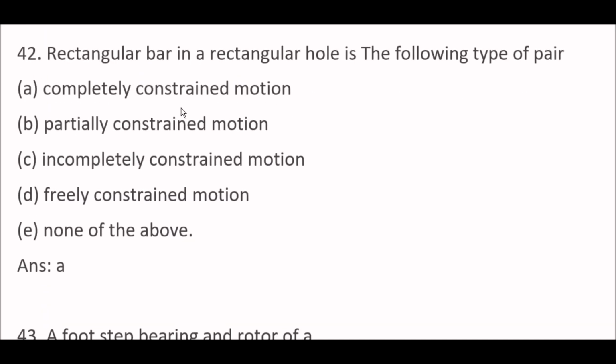Okay. Next question. Rectangular bar in a rectangular hole is the following type of pair. Option A completely constrained motion. Option B partially constrained motion. Option C incompletely constrained motion. Option D freely constrained motion. Option E none of the above. Right answer is option A completely constrained motion. Rectangular bar in a rectangular hole is the completely constrained motion type of pair.